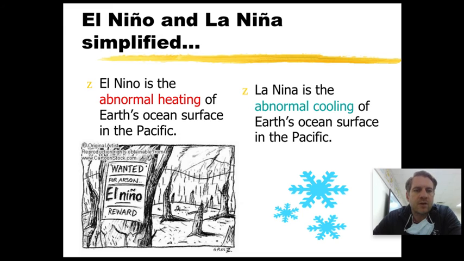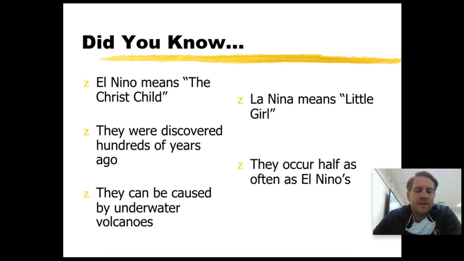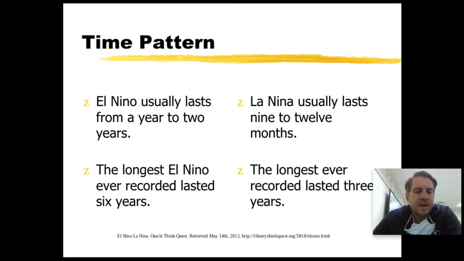So simplified, El Nino is abnormal heating and La Nina is abnormal cooling of the Pacific Ocean surface. Some background information: El Nino means the Christ child or the boy, and La Nina means little girl. Time pattern: El Nino usually lasts about 12 to 18 months, and can go to 2 years. La Nina is typically shorter, a little less than a year.